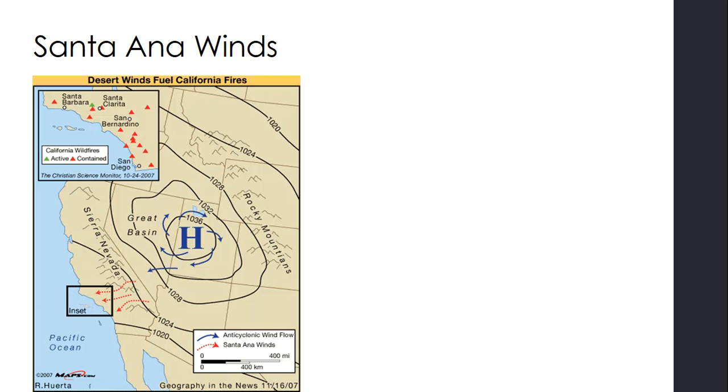One of the last things I'm going to talk about in this chapter is the Santa Ana winds, which we know very, very well in San Diego. We get these very hot, dry winds certain times of the year that make it pretty uncomfortable to be in San Diego when they happen. But what happens is you get this very strong high pressure system over this area is called the Great Basin.